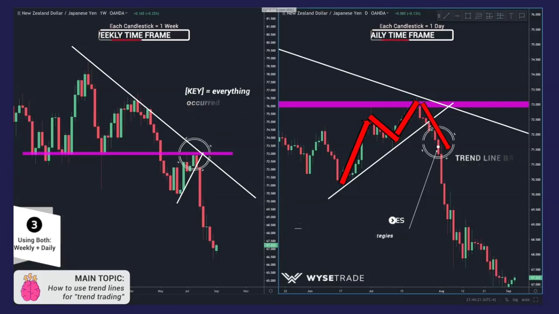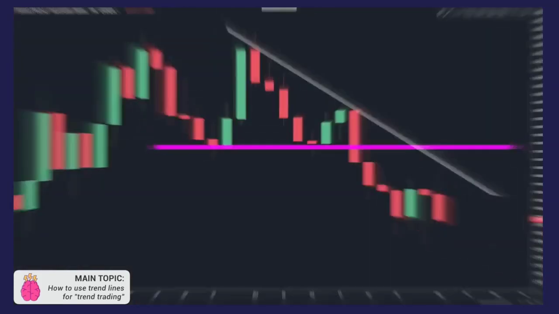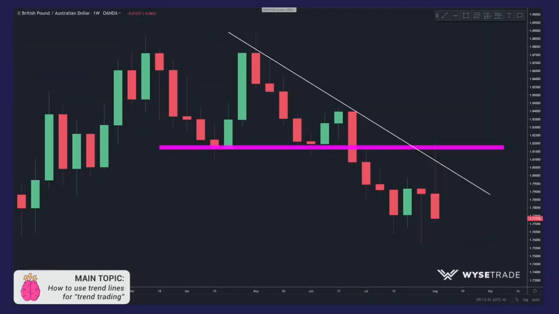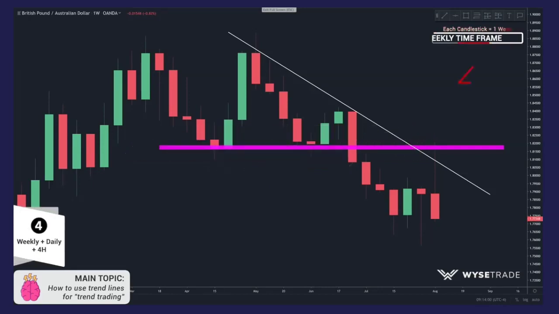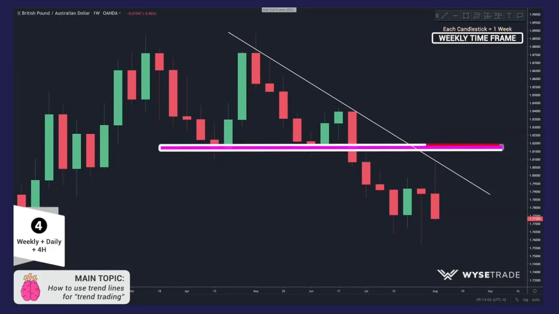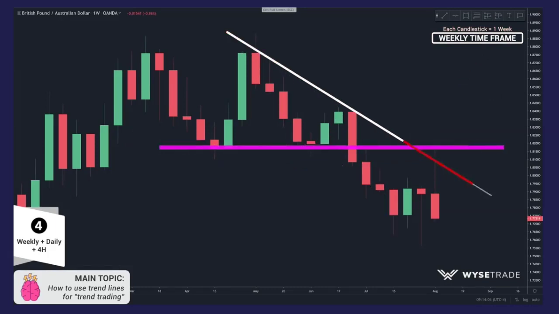Now we're going to take it even one step further. Now this is where we introduce true top-down analysis. We will be using 3 timeframes starting from the weekly to the daily, then to the 4-hour time frame. So starting with the weekly, we were in a clear moving downtrend. Here was the weekly support turned resistance. Here was your trend line. Here was your access point.